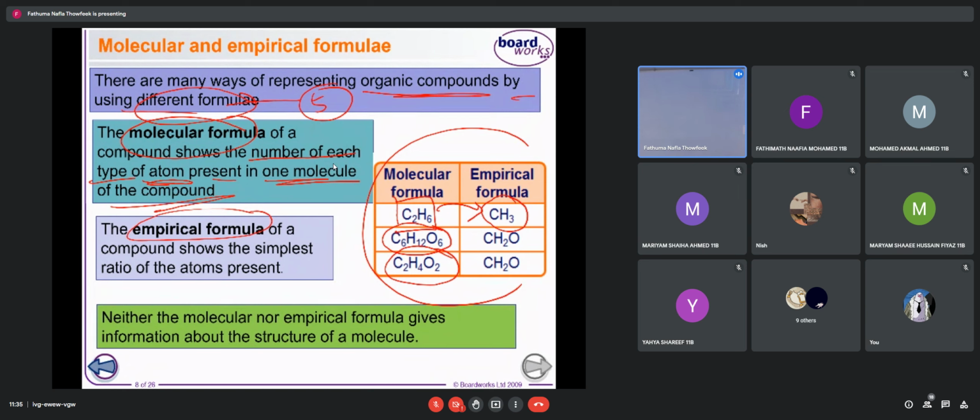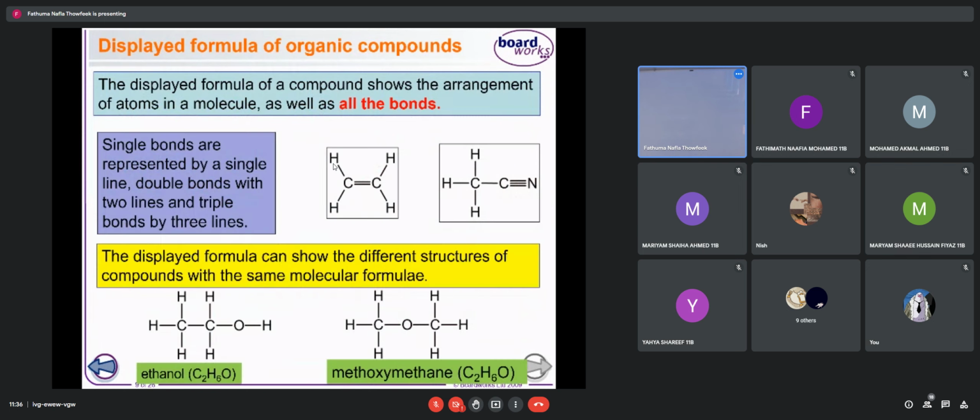Neither the molecular nor empirical formula gives information about the structure of the molecule. So the molecular formula and the empirical formula will not give you the structure of the molecule, but it will tell you how many atoms are there in the molecule. And from the empirical formula, it will give you the simplest whole number ratio.